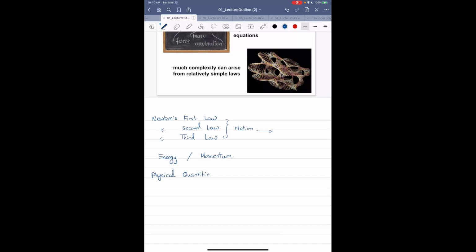Now, what are really the physical quantities? A physical quantity is a quantity that can be measured or calculated.